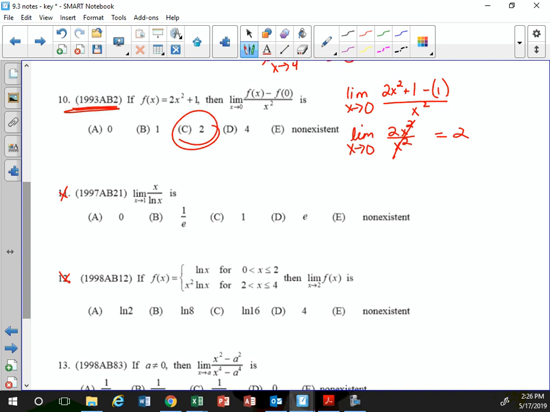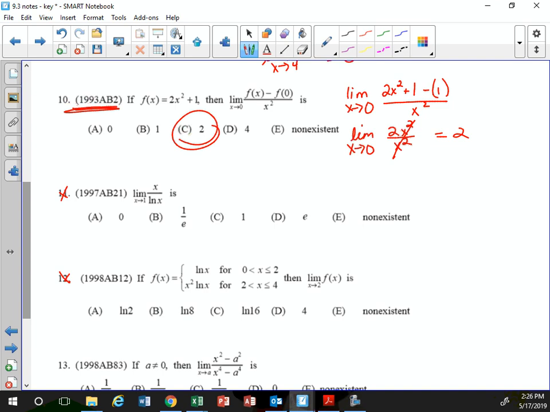It didn't say the limit as x approaches 0. Maybe it's to do with something else, like if it was a different x value, or if x approaches 1. So no matter what x approaches, if this is just a constant, it's always that constant. Okay. I mean, you could have plugged it in, but it would all cancel out anyway and leave you with just a 2.